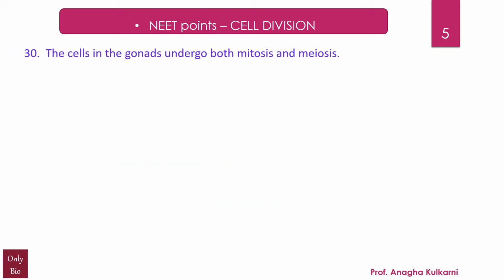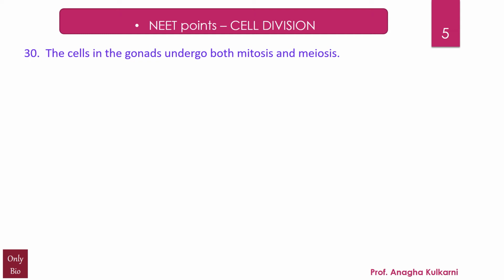Point number 30. The cells in the gonads undergo both mitosis and meiosis. Friends, here I would like to tell you something because you always hear that the germ cells undergo meiosis whereas the somatic cells undergo mitosis. Right? So, taking this particular statement, you may get confused here.